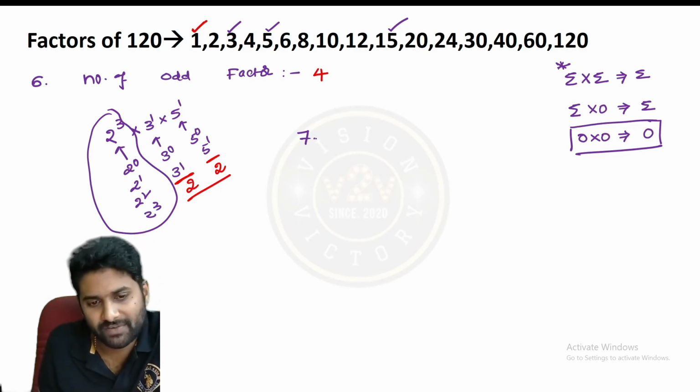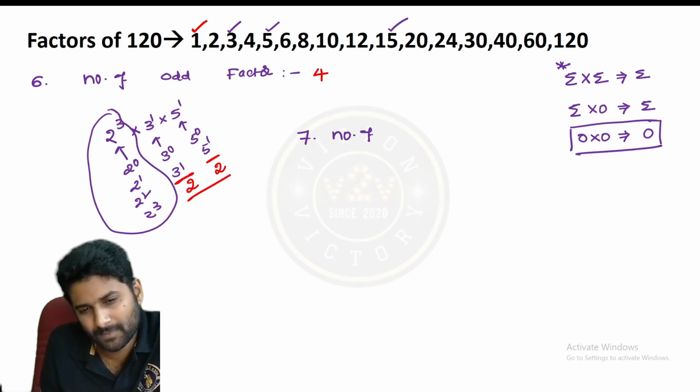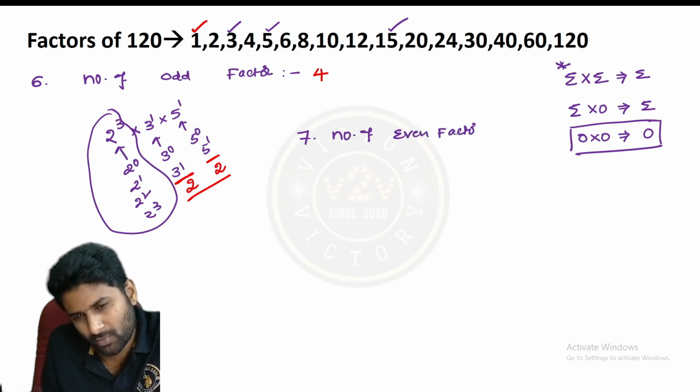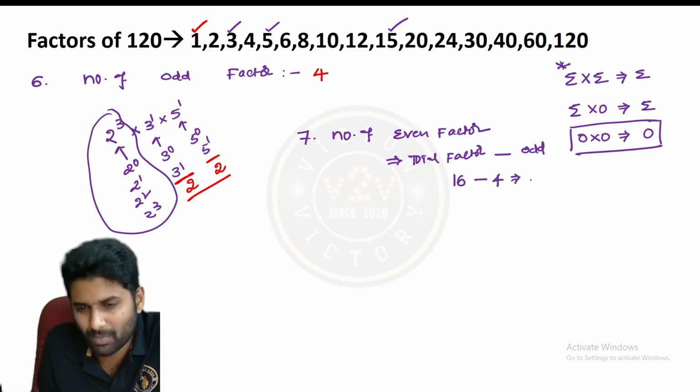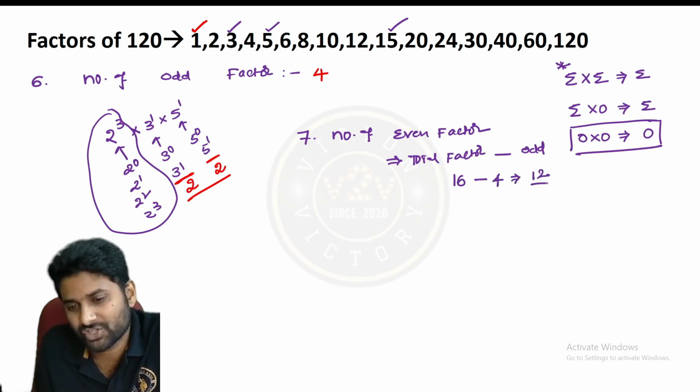Now question 7: number of even factors. So what about the number of even factors? Simply total factors minus odd factors. Don't calculate it in 2 cases, it's time taking again. So just go through the total number of factors minus odd factors. So how many factors are there in total? 16. How many odd factors are there? 4. Then the total number of even factors is 12.